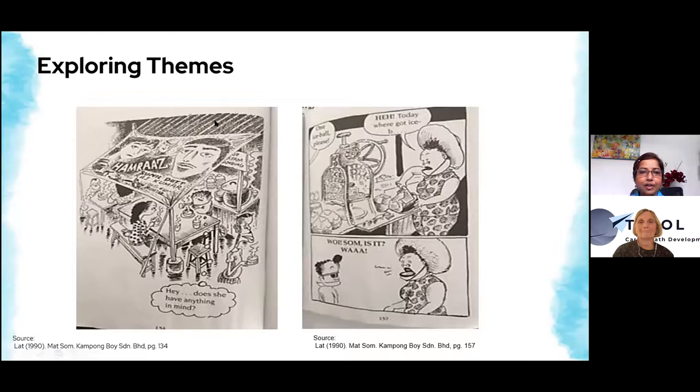And this one has two panels. So going back to this, the most evident theme here is diversity. You have this big canvas here, which is used as a cover for the stall.